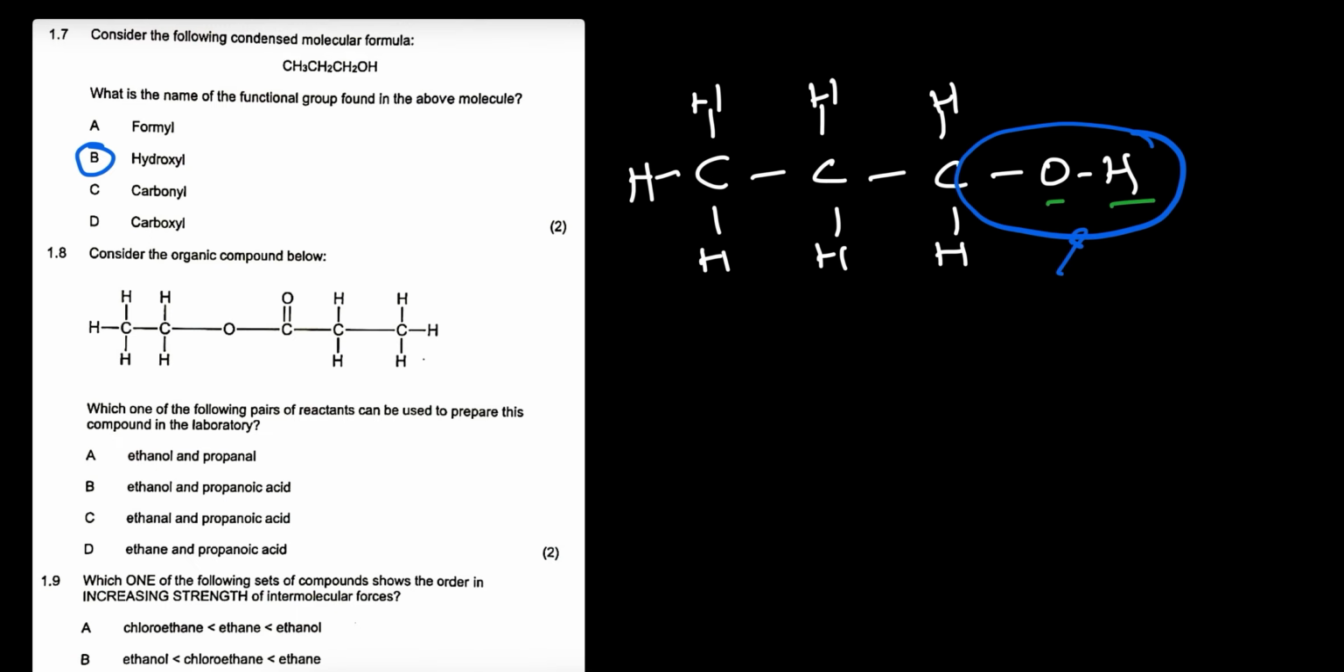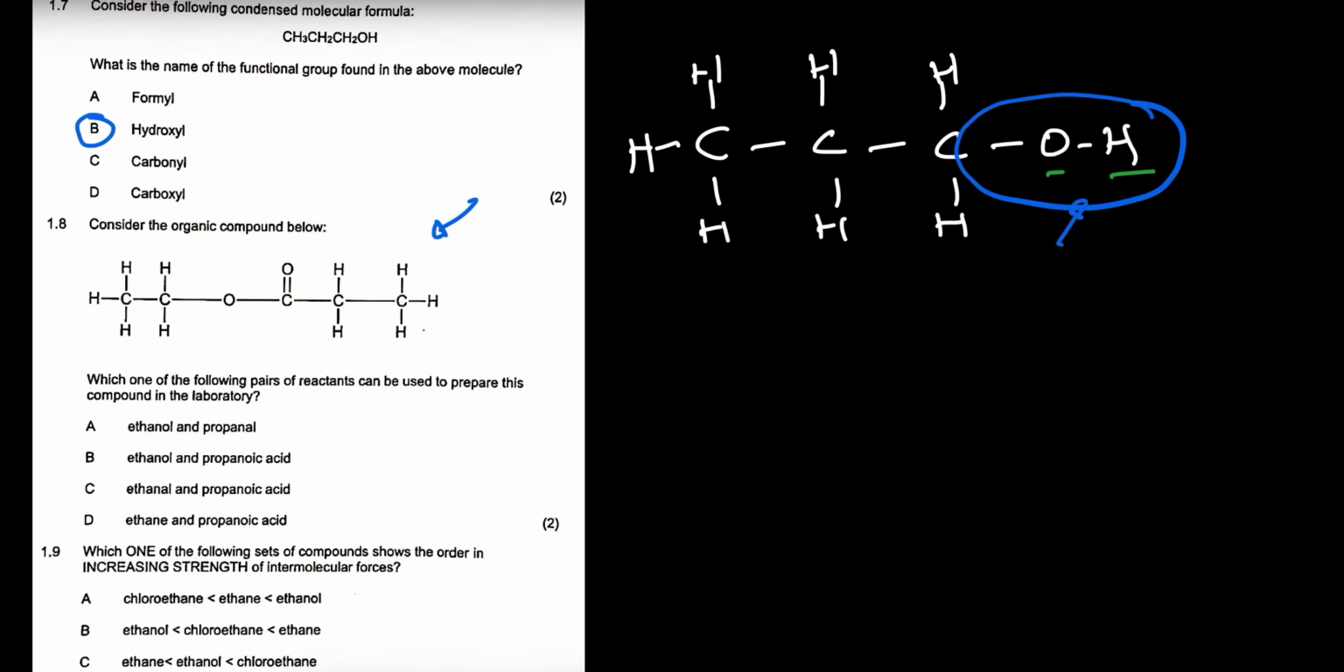As we move on to the next question, they say we must consider the organic compound below. If we look at this organic compound, it is actually an ester. But we know an ester is actually a product of an alcohol and a carboxylic acid. So before we can even answer the question, we can try to identify what is the alcohol and what is the carboxylic acid. Whenever the ester is formed, the oxygen in between is going to separate what is the alcohol and what is the carboxylic acid.